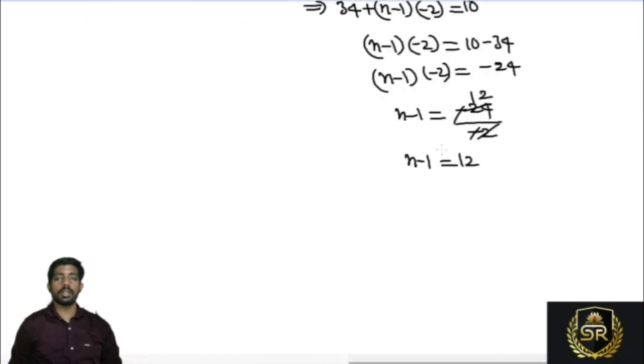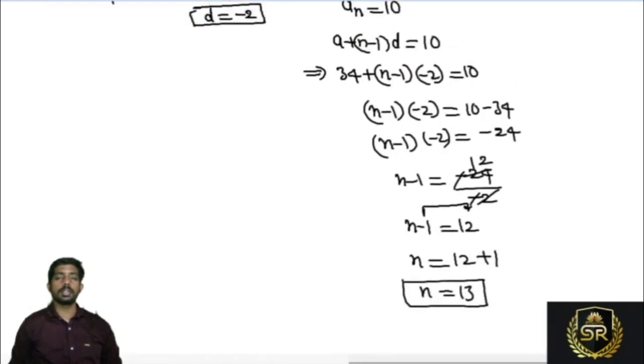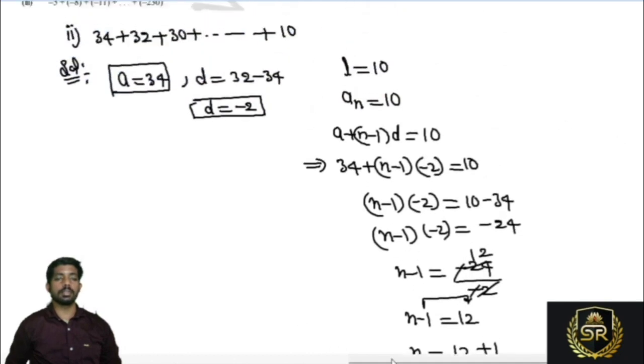Okay, 12. Now minus 1 send it to the right hand side. So n is equal to 12 plus 1. Therefore n is equal to 13. 13 terms exist in the series.